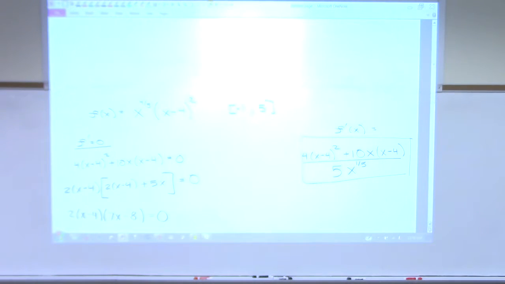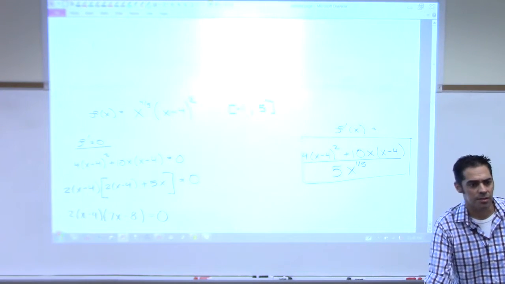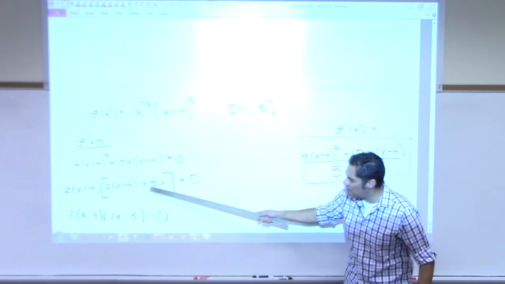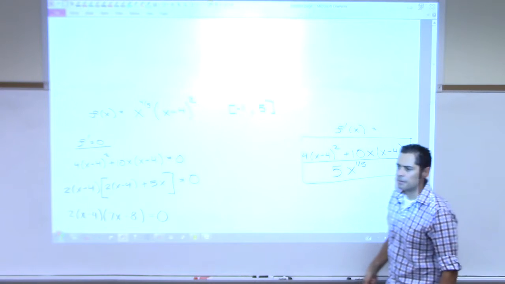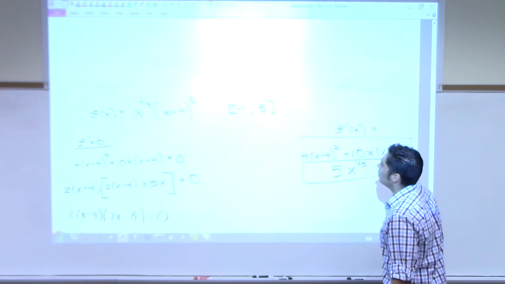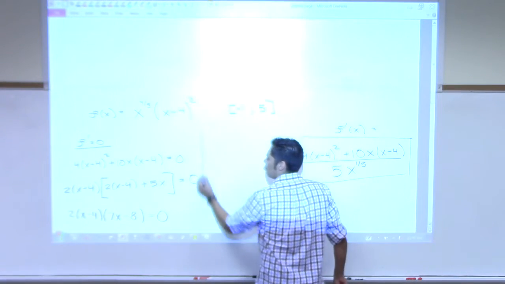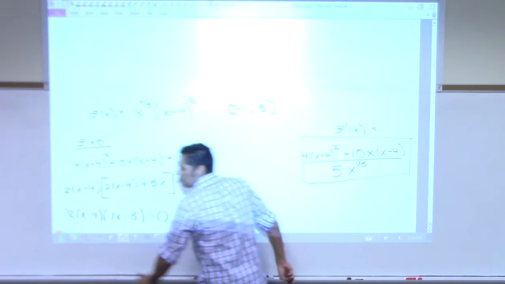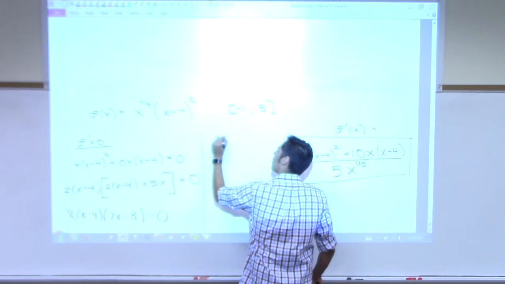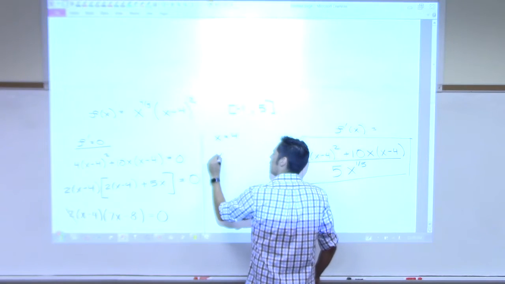Now you just set each of those equal to 0. Any questions on what happened here? Distribute the 2 through x minus 4, add 5x, that's 7x minus 8. We're good? Okay, so set each of those equal to 0. You can ignore the 2, right? 2 is never going to be equal to 0. X is equal to 4, and 8/7.